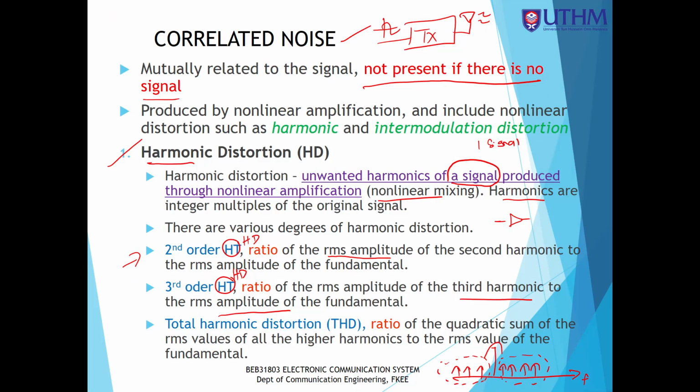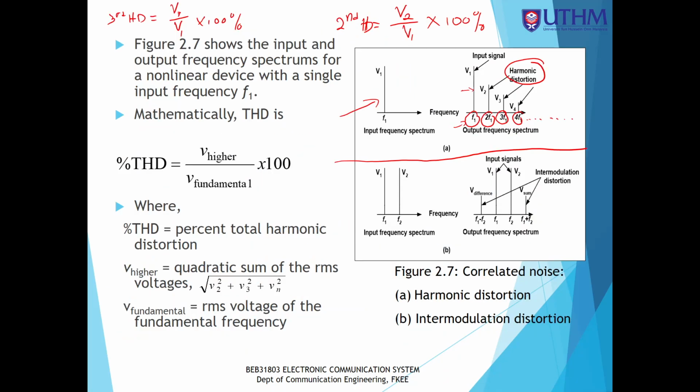So we have already looked at the second order and third order. Total harmonic distortion is the ratio of the quadratic summation of the RMS values of all the higher harmonics to the RMS value of the fundamental. How do we find the total harmonic distortion? If you have, for example, up to the fourth order, you see that this is the equation. This is supposed to be percent.